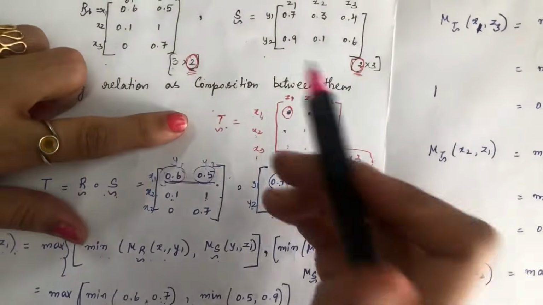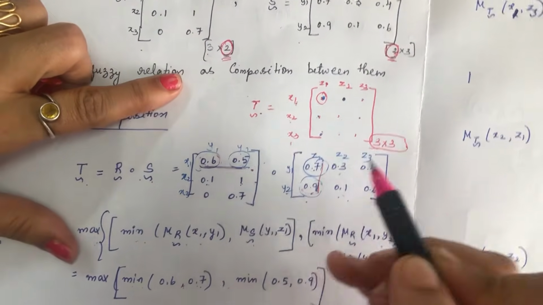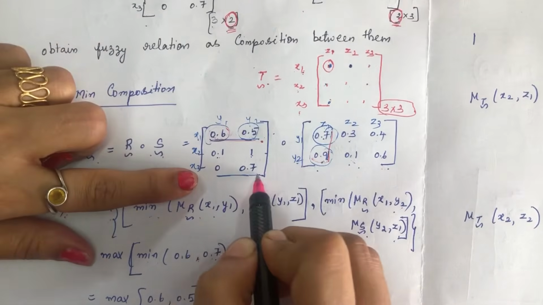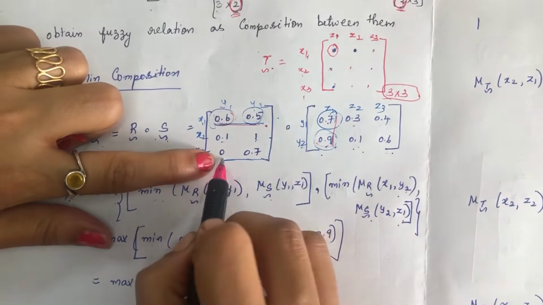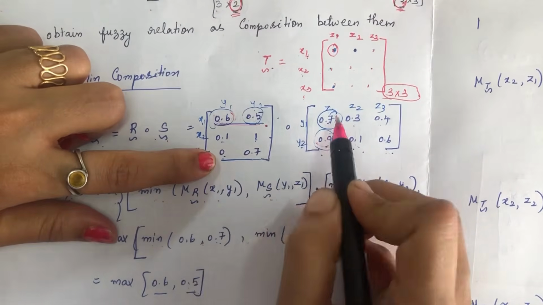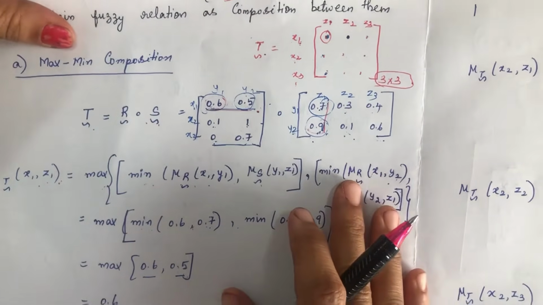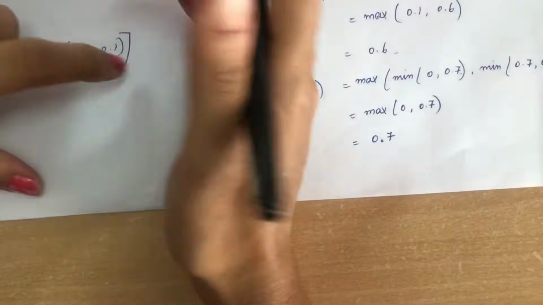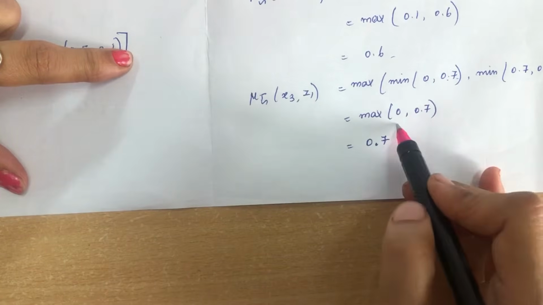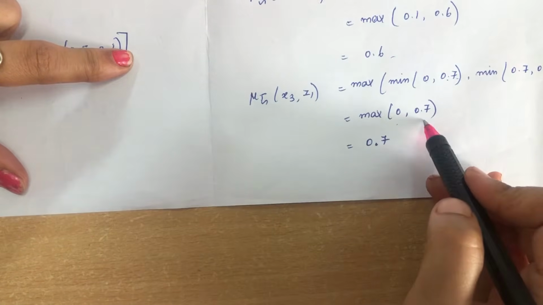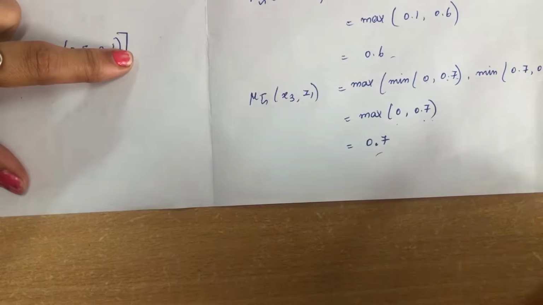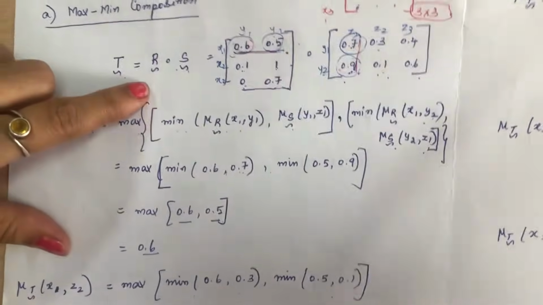Next, for finding out this value, it is x3 comma z1. It is the third row and first column. Minimum of 0 comma 0.7 and minimum of 0.7 comma 0.9. The minimum of the first is 0 and of the second two values is 0.7. So when you take the maximum value, you are getting 0.7. This is x3 comma z1.